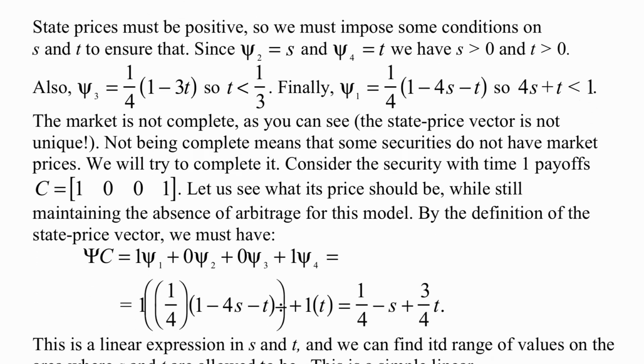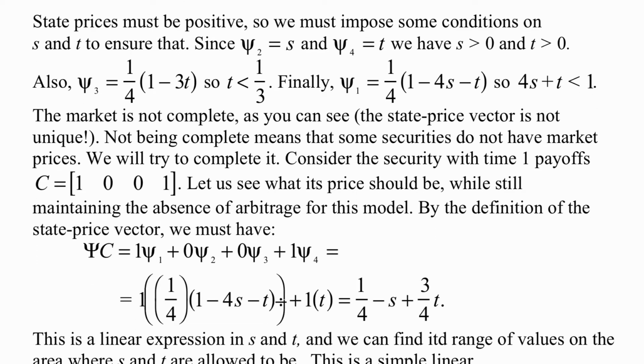Since prices of Arbitrage securities must be positive, we must impose some conditions on s and t to ensure that. Since psi 2 is s and psi 4 is t, we have s is more than 0 and t is more than 0. Also, psi 3 is 1/4 of 1 minus 3t, so t is less than 1/3. Finally, psi 1 is 1/4 of 1 minus 4s minus t, so 4s plus t is less than 1.